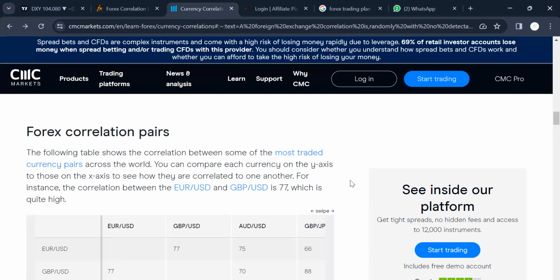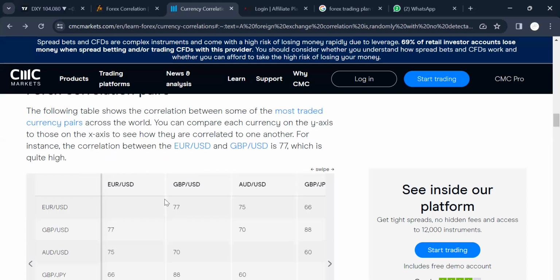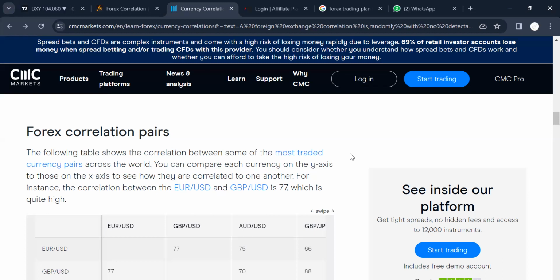Now you can compare each currency on the y-axis to those on the x-axis to see how they are correlated to one another. For instance, the correlation between EUR/USD and GBP/USD is 77, which is quite high. You see, I am also going to prove some. In fact, I've proven it again. Now, it's good that I'm even using a site to do my explanation to teach this lesson. I told you that I trade EU and GU. This is it.